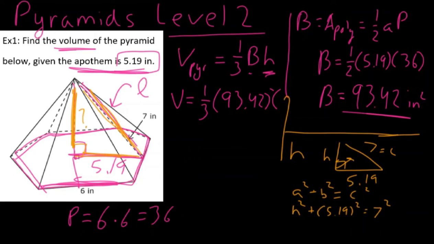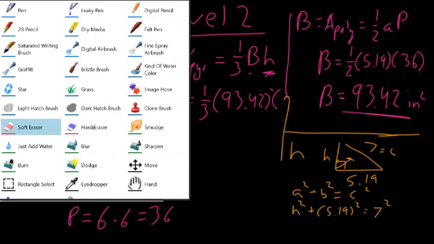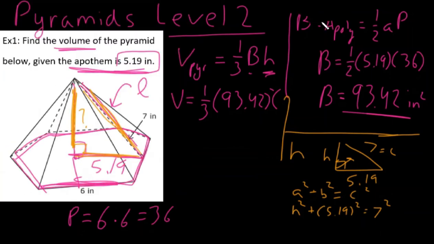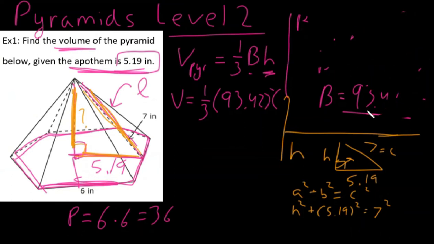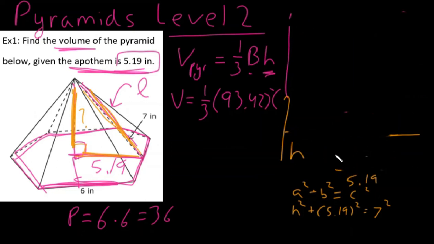Now it appears that I'm starting to run out of room, so here's what I'm going to do. We're going to erase what I have here for the area of the base, and then let's start this problem all the way at the top, right here. Okay, so let's copy down what we have.